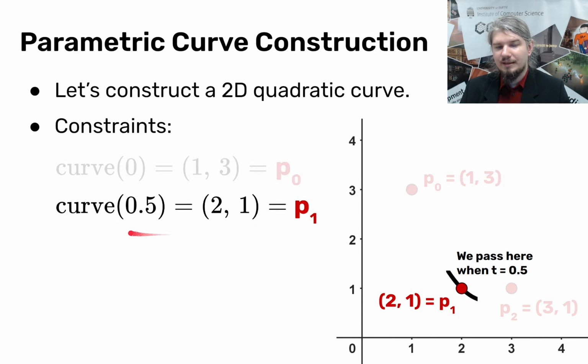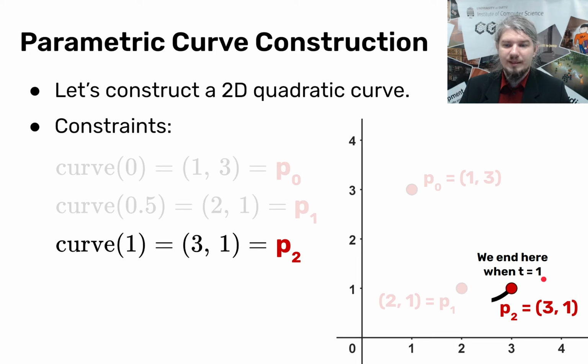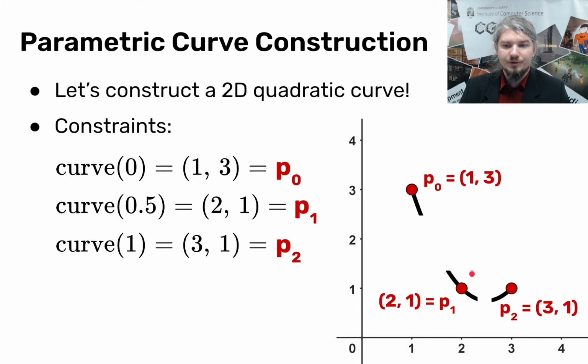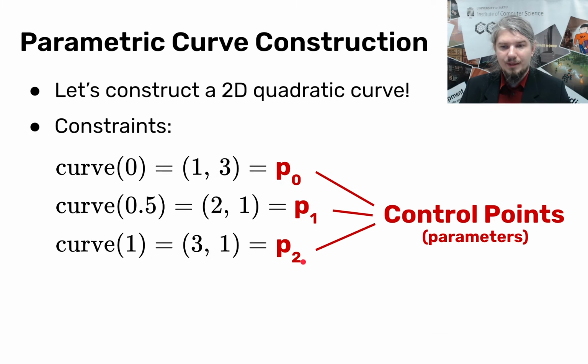The second constraint is that when we're halfway along the curve at t equals 0.5, then that curve has to be at P1. How does it get there? We don't know. We just say it has to be at P1 when we input t equals 0.5. And lastly, when we end the curve, when t equals 1, we want it to end at P2. Again, how it gets there, we don't know. It comes somehow from P1, but when t equals 1, the value needs to be P2. So these are our three constraints. These P0, P1, and P2, like I said, they're called control points or parameters.